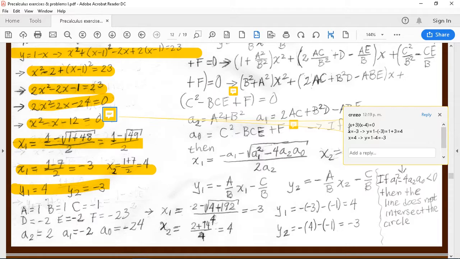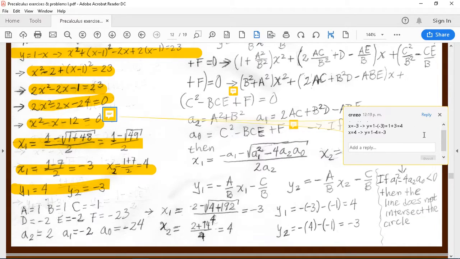When x equals minus 3, we substitute here. 1 minus minus 3 is 1 plus 3, which gives us 4, which means that for x equals minus 3, y is 4. When x equals 4, we have that 1 minus 4 equals minus 3. So that's when x equals 4, y equals minus 3.